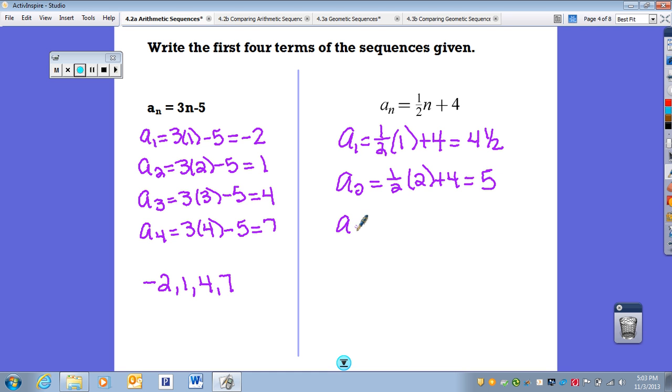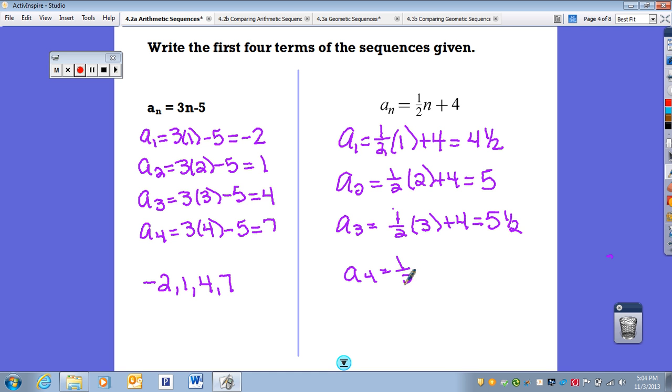I want to find my third term. So I have half of 3, which is my third term, plus 4. Half of 3 is 1.5, plus 4 would give me 5.5. And lastly, I want to find the fourth term in my sequence.